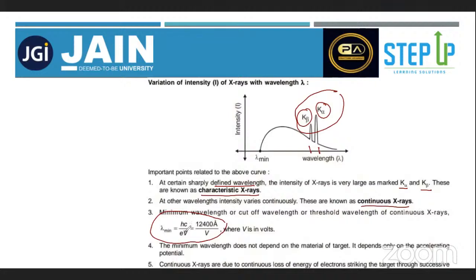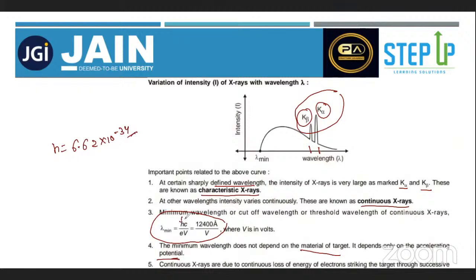This is hc by eV, where e is the charge on the electron, and V is obviously the potential in volts. So you remember either value. h is basically Planck's constant, which is 6.62 times 10 to the minus 34 in SI units. The minimum wavelength does not depend on the material of the target. It depends only on the accelerating potential. So you can see the minimum wavelength, lambda minimum, only depends on V, because h, c, e are all constant. Only V is changing.